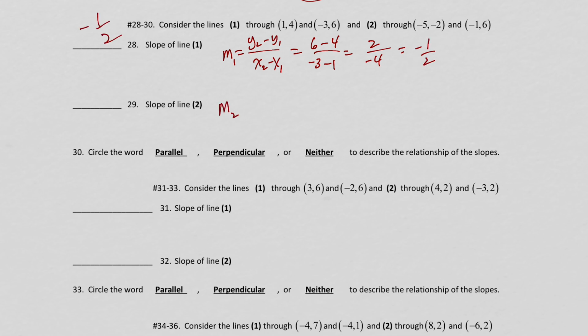The slope of the second line is y2, which is the y value of the second point, minus y1, which is negative 2, over x2, which is the x value of the second point, negative 1, minus x1, which is the x value of the first point, which is negative 5. 6 plus 2 is 8. Negative 1 plus 5 is 4. So this is positive 2. These are opposite reciprocals, so these are perpendicular.